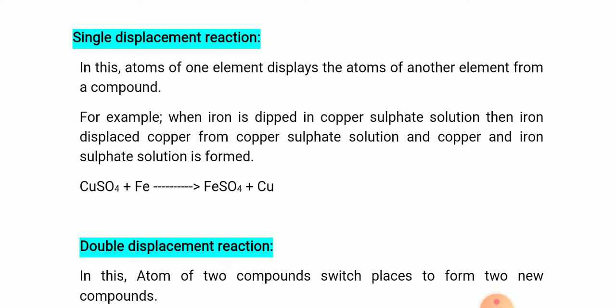You know that in this reaction copper sulfate has a blue color. When it reacts with iron, the product FeSO4 is green in color. So here, as Fe displaces Cu from CuSO4, this is a single displacement reaction. For example, when iron is dipped in copper sulfate solution, the iron displaces copper from the copper sulfate solution, and copper and iron sulfate solution is formed.